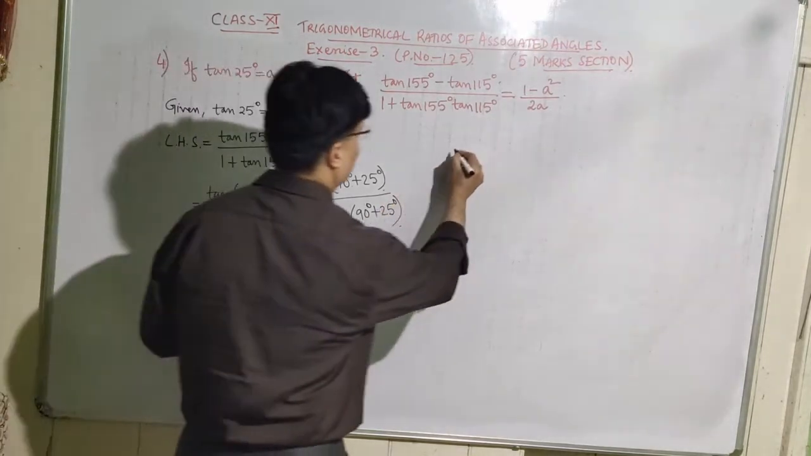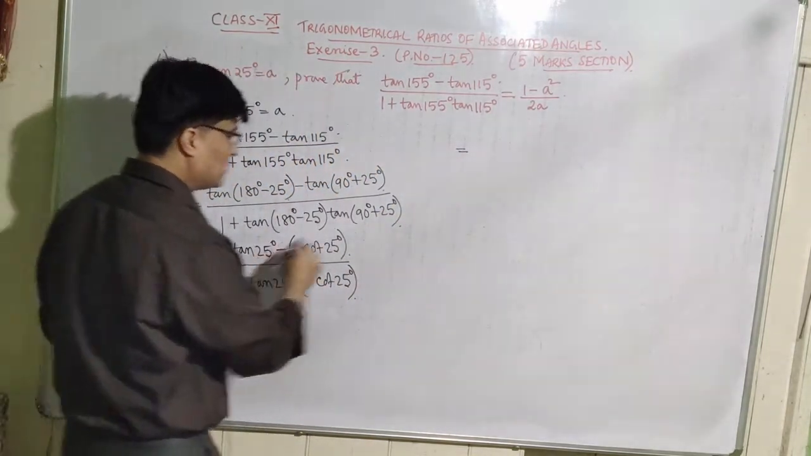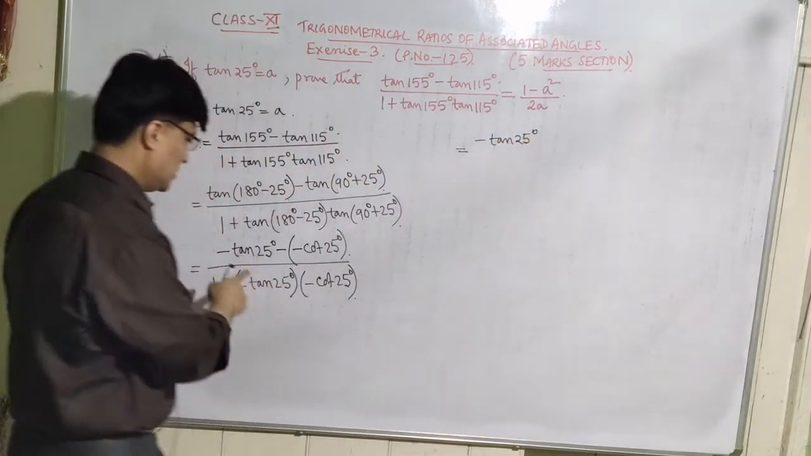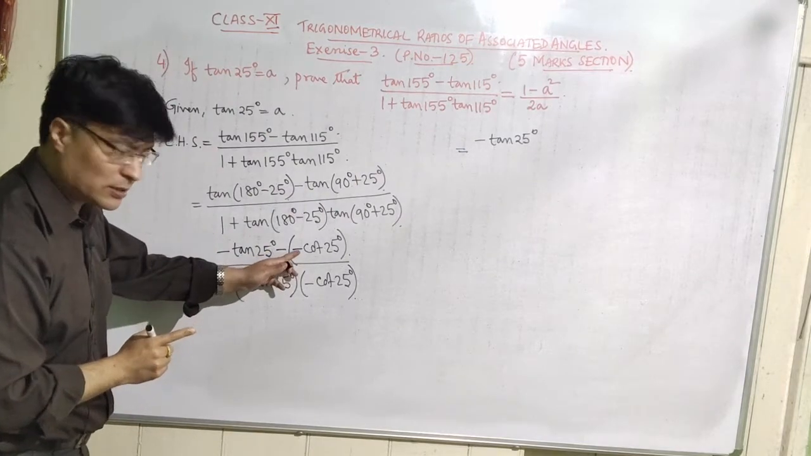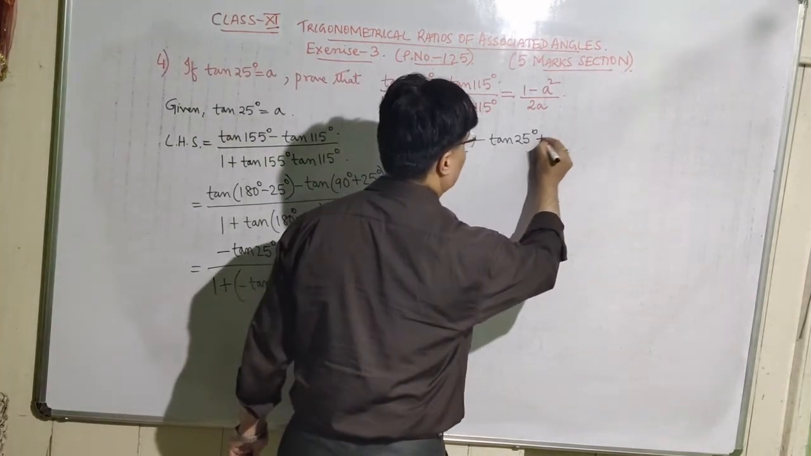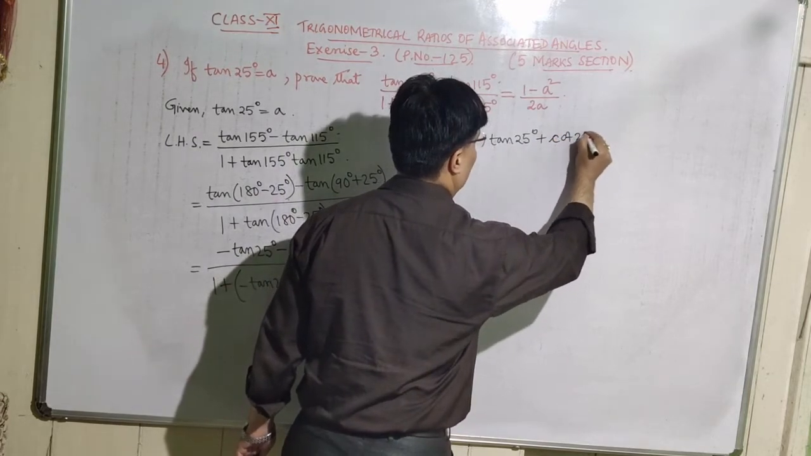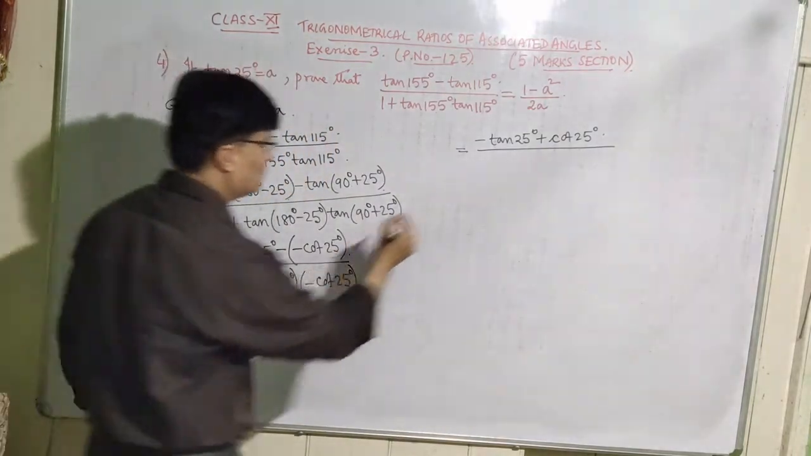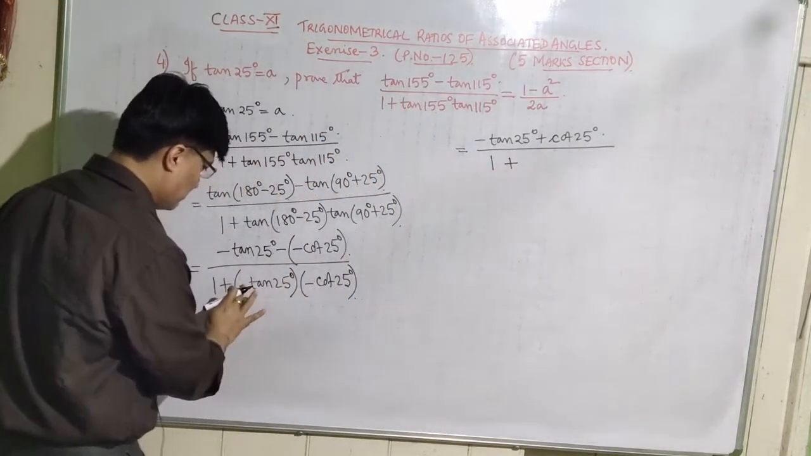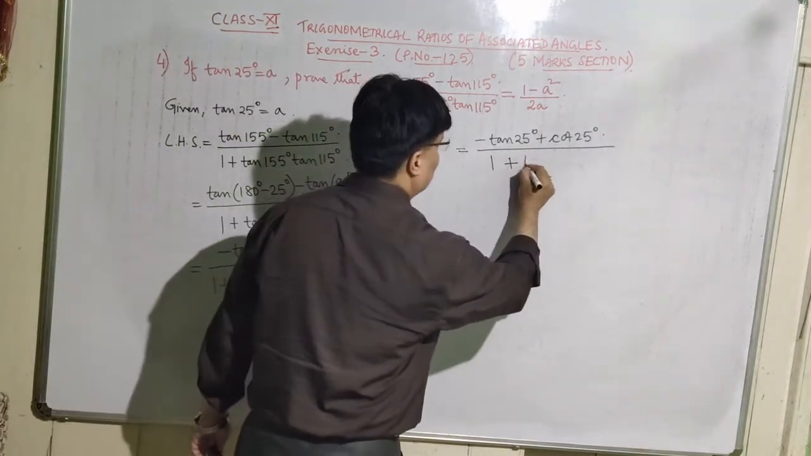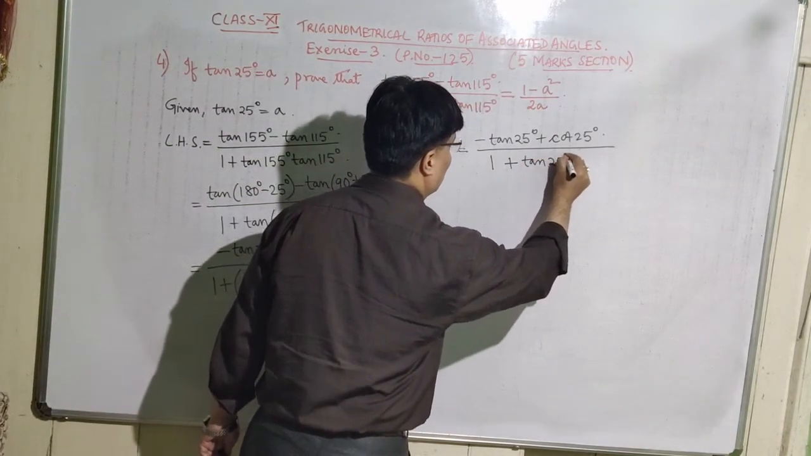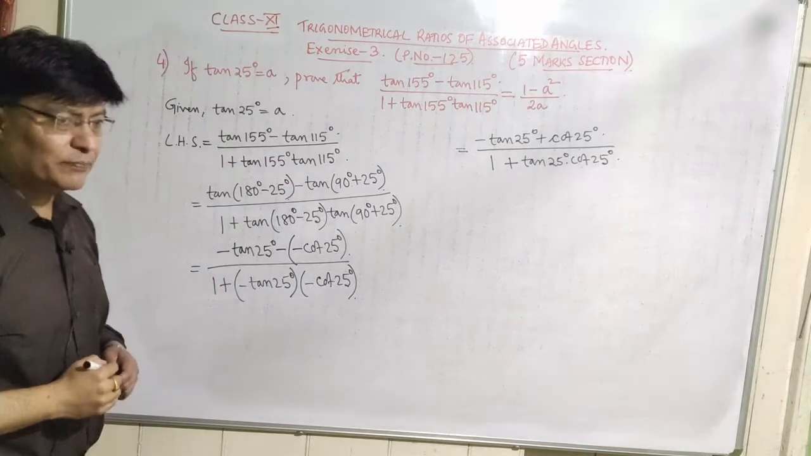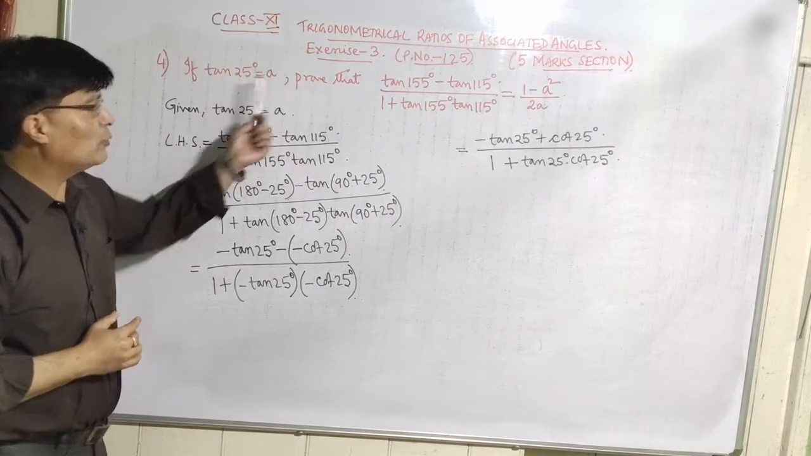In the next step, let us simplify it. Minus tan 25 degree, and minus into minus is plus cot 25 degree. So it is plus cot 25 degree, whole divided by 1 plus, minus into minus is plus, tan 25 degree into cot 25 degree. Is that clear? Now you know the value of tan 25 degree, which is equal to a.